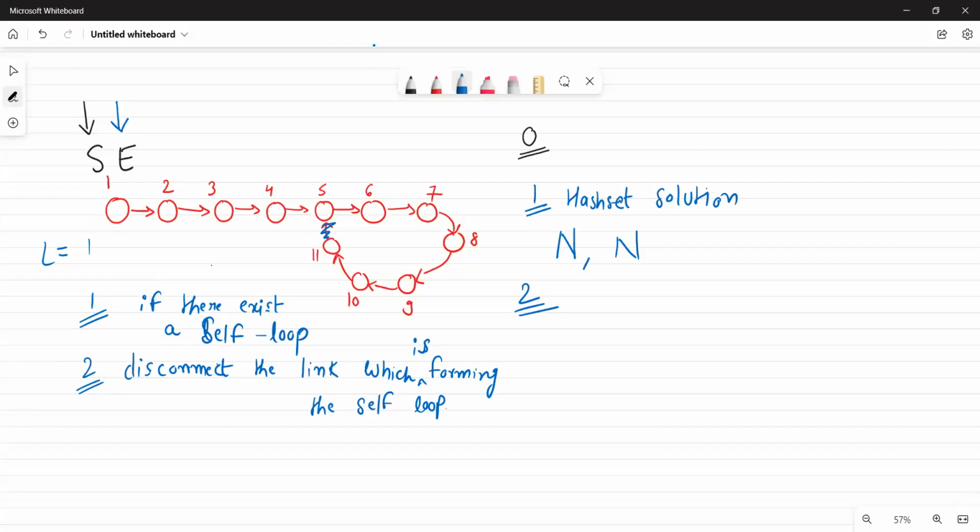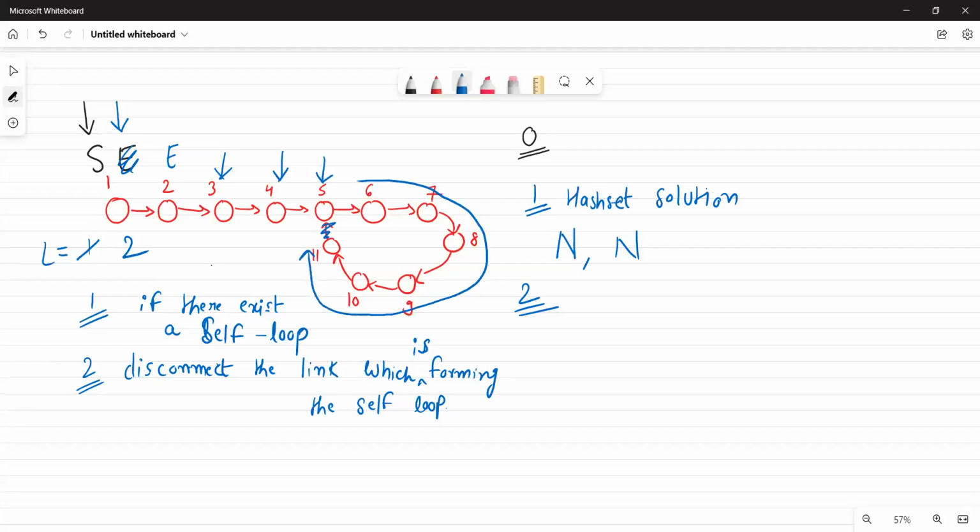Now, at 2, your ending point will become 2. You started from 1, you're traversing till 2. That means again, there is no self loop. Whatever your number of nodes were, that much only you traversed. When you go to 3 also, the same thing will happen. 4 also, same thing. 5 also, same thing. And the same thing goes for every other node until 11.